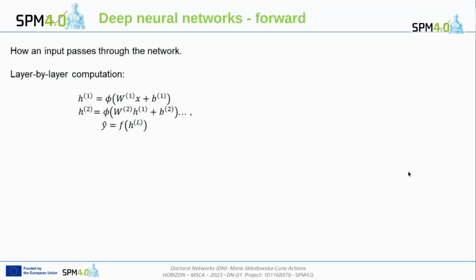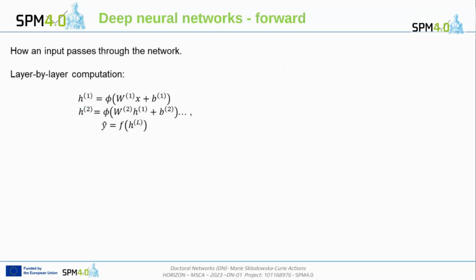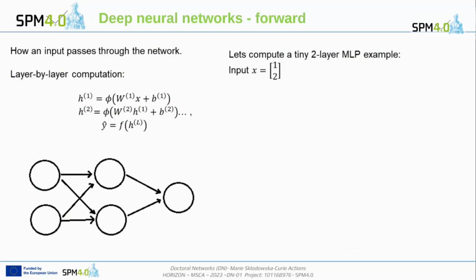Okay, so let's look at how the inputs pass through the layers. So actually, let's do it step by step with this tiny MLP example. So we have inputs 1 and 2, so 1 goes here, 2 goes here. Then the first layer has these weights, so because we have 4 arrows, we have 4 weights and 2 biases.